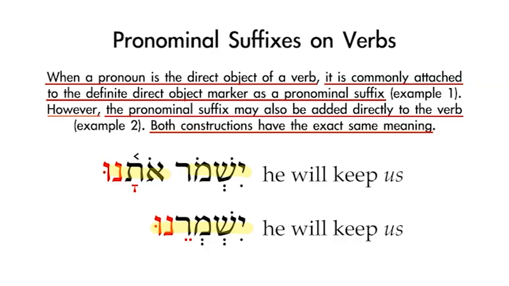This is the Qal imperfect 3ms verb again, but the pronominal suffix is attached directly to the verb. There are therefore two options in Hebrew for using pronouns as the object of a verb. The first is with a definite direct object marker, and the second is attaching the pronoun directly to the verb. In this chapter, we're covering those instances where the pronominal suffix is attached directly to the verb.